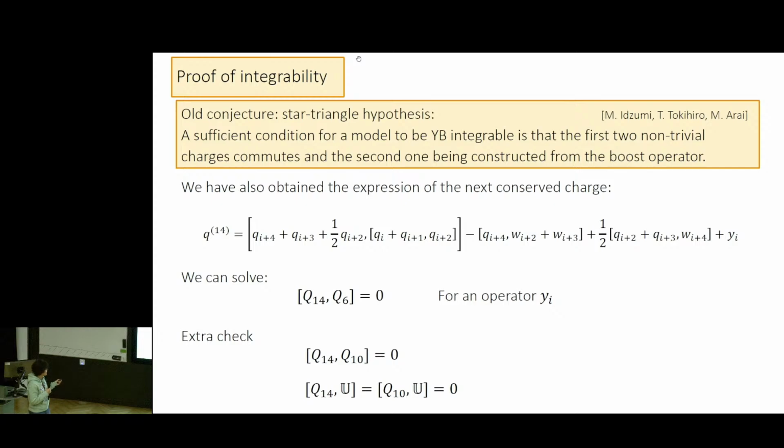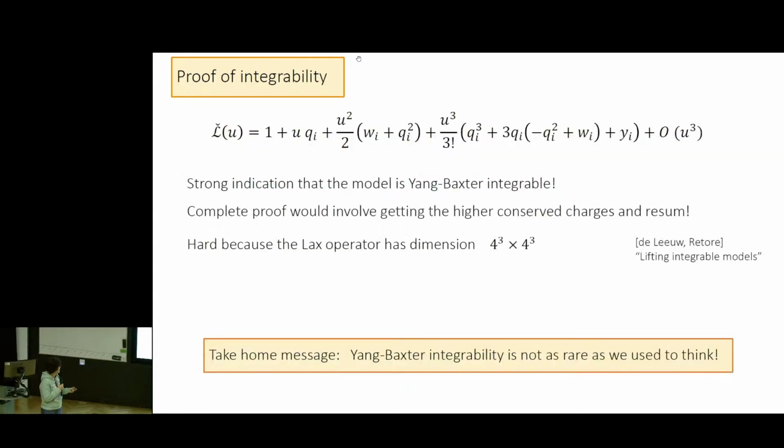I want to emphasize that this is now a charge acting on 14 sites, so if we didn't have the algebraic structure, then to get this charge you really would need to use a very powerful cluster. But then we got this charge, which we checked commutation, and then we also checked that it commutes with the dynamical evolution. And then we used this charge to construct the Lax operator perturbatively up to order U cubed. Now this is a strong indication that this model is also Yang-Baxter integrable, but to have a complete proof of this, we would need to compute many more conserved charges and then resum.